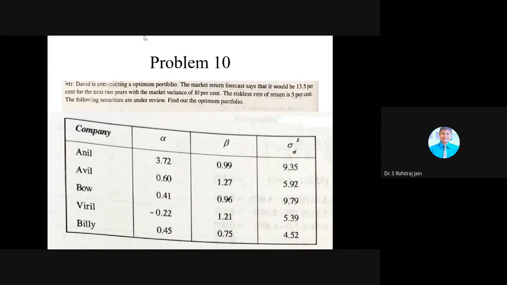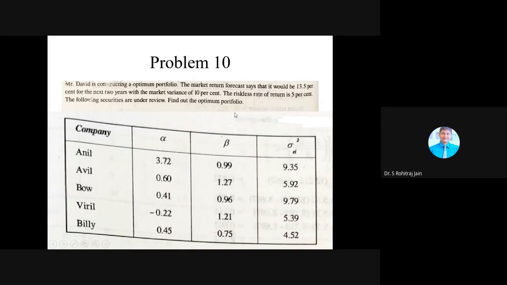Now what they have given in the problem: Mr. David is constructing an optimum portfolio. The market return forecast says that it would be 13.5% for the next 2 years with the market variance of 10%. The riskless rate of return is 5%. The following securities are under review. We need to find or construct the optimum portfolio.